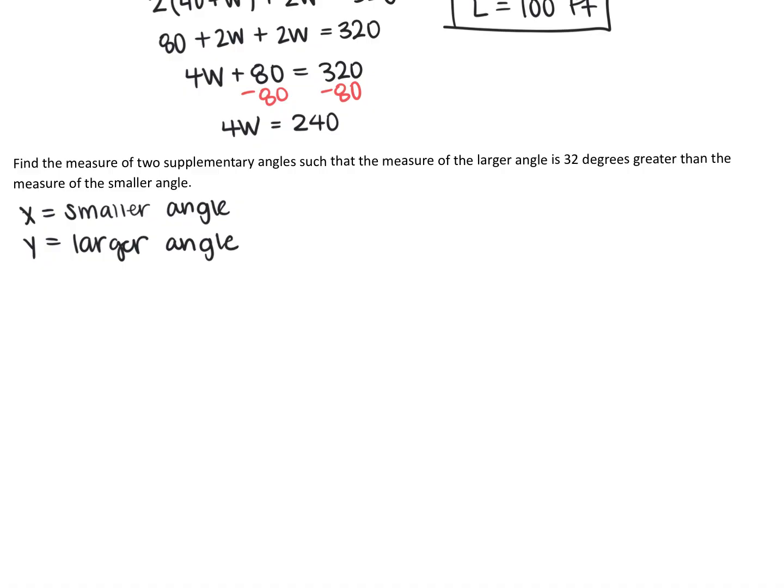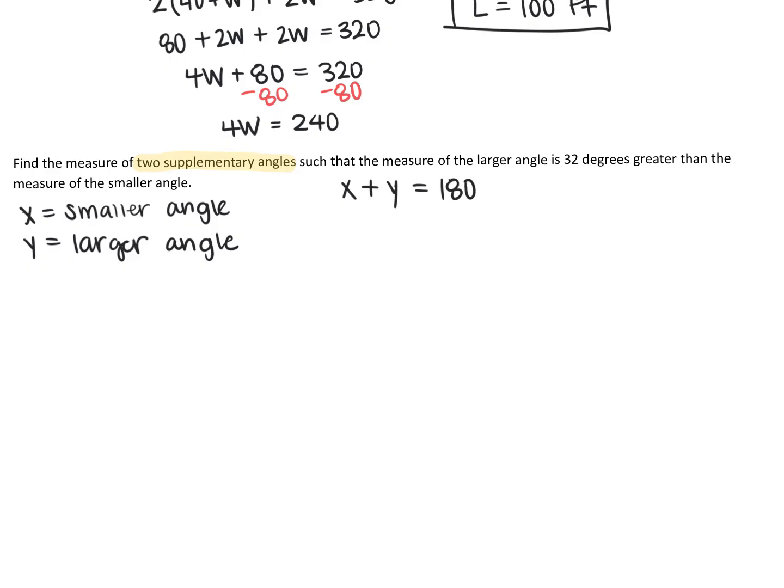My first equation is going to come from, in the first sentence, the statement that we are looking at two supplementary angles. So if you don't remember from geometry, that's fine. I don't require it, but two supplementary angles are angles that add to 180. So we have x plus y equals 180.